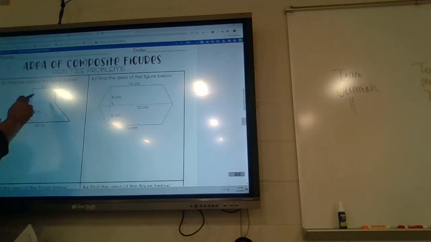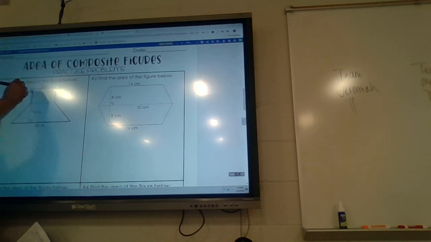I'm gonna do this yellow. So let's do this figure first, right here. Okay, so what's the area formula for this? What's the area formula? The formula. Y'all keep giving me numbers. What is the formula? Thank you.